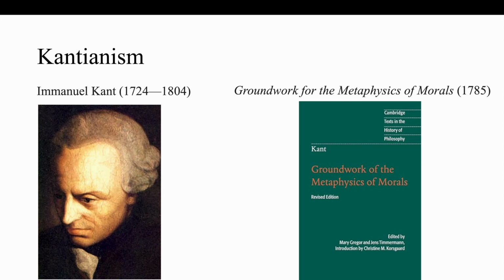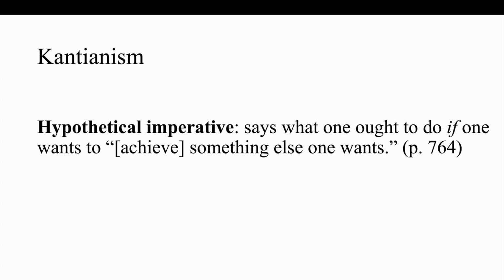Our second moral theory comes to us from the German philosopher Immanuel Kant in his Groundwork for the Metaphysics of Morals. Kant begins by distinguishing between two kinds of imperatives. And an imperative you can think of as just roughly a statement about what one ought to do. It is a normative claim. It says something about what you should do or how you should behave. And he distinguishes between a hypothetical imperative and a categorical imperative.